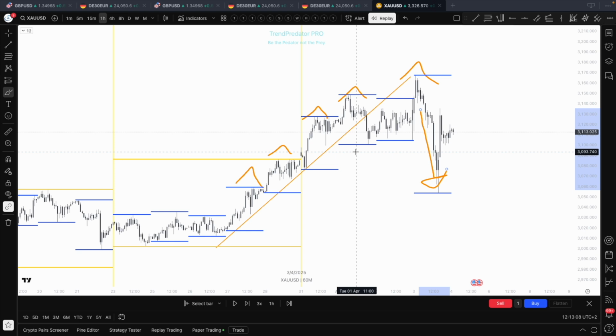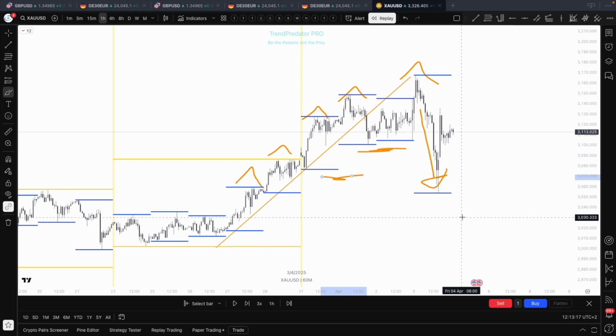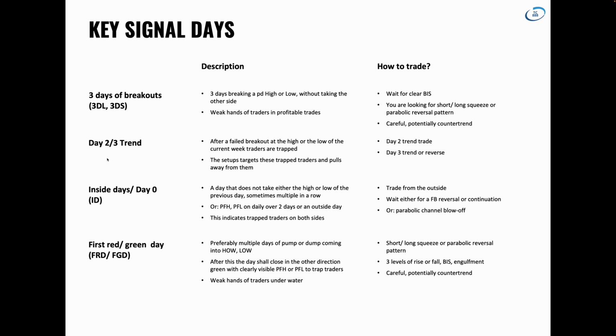You're looking for liquidity, so you have stops below here and you have stops below there. So these are the targets you might take this trade to. So that's the logic of 3 days of longs. Signal day, day 2, day 3 trend.